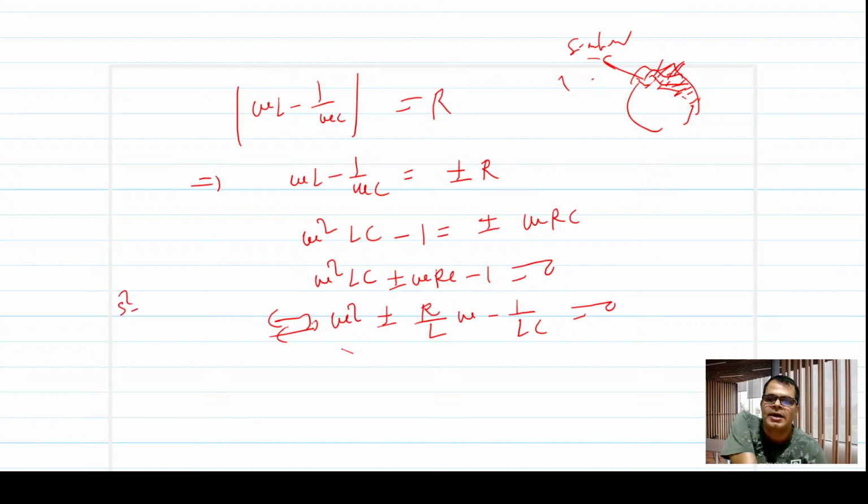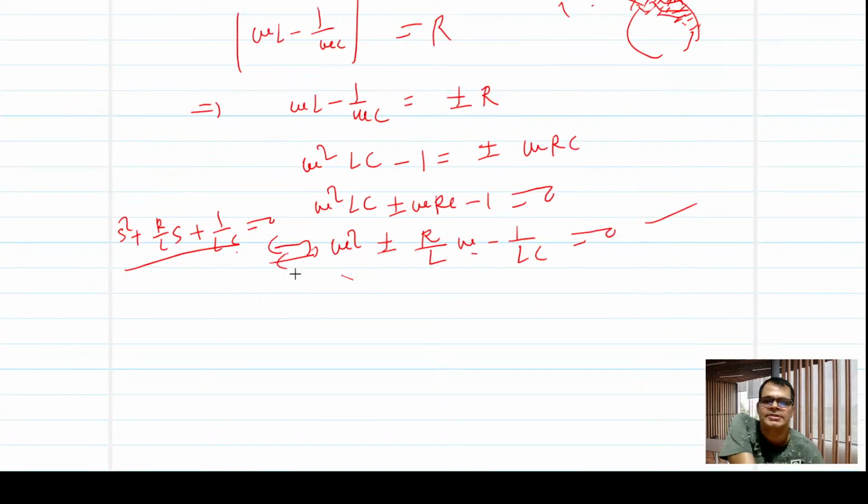S square plus R by L s plus 1 upon LC equal to 0. You see some similarity, right? So if you understand this, if you correlate these, then you can easily write this equation directly. Another way, you can also remember the relations.